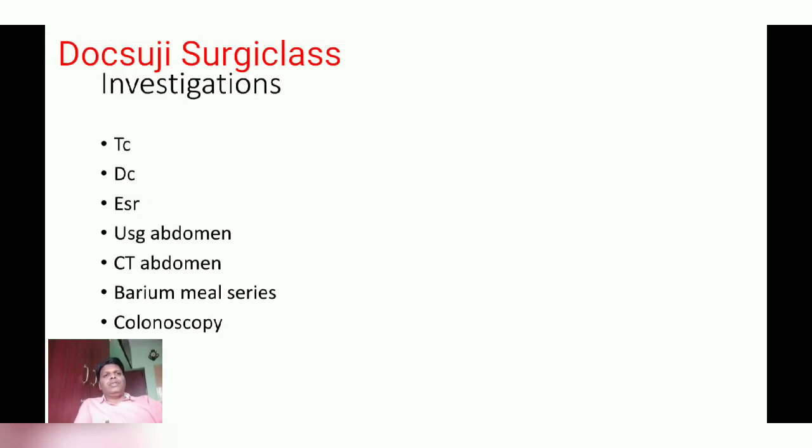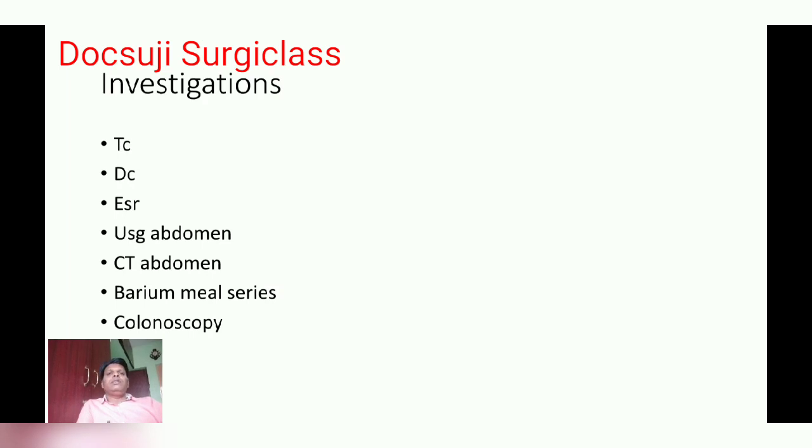What investigations will you do in a case of right iliac fossa mass? First, you do the total count, because, as I already told, in inflammatory conditions like appendicular mass and appendicular abscess, the count will definitely be increased, and you have to do the differential count. ESR will also be increased. The main investigation is ultrasound abdomen, the first and most important investigation, followed by CT abdomen if you want to assess the extent.